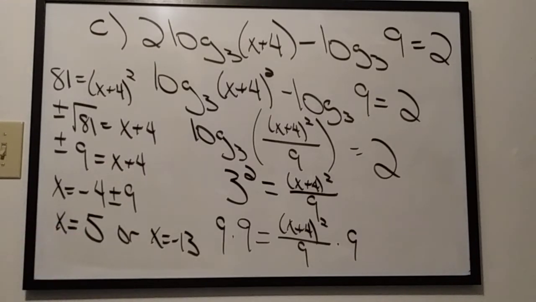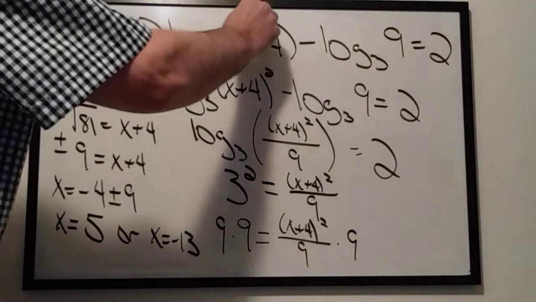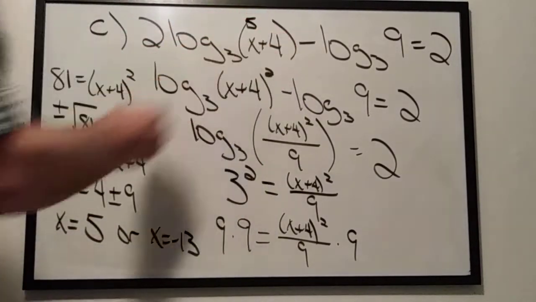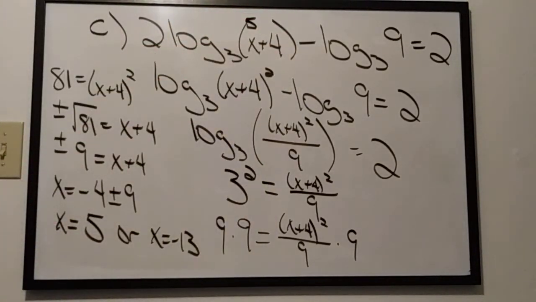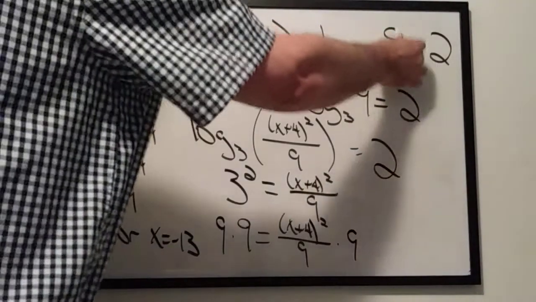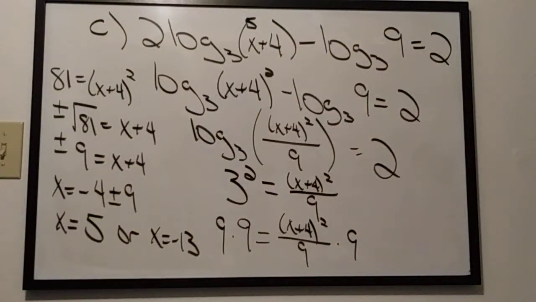So let's double check. If I plug in this x value of 5, right here I have 5 plus 4 in my first argument. 5 plus 4 is 9. That's a positive number. I can take the log of a positive number. There's nothing wrong with that. And then over here the argument is positive, so we're good there as well. So 5, absolutely no problem with that.